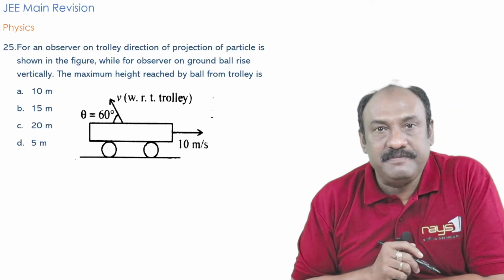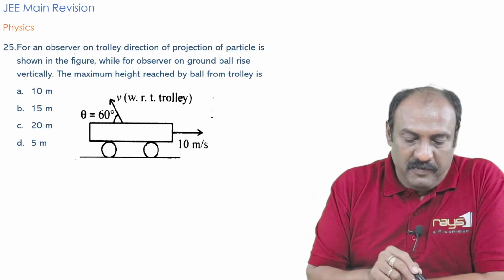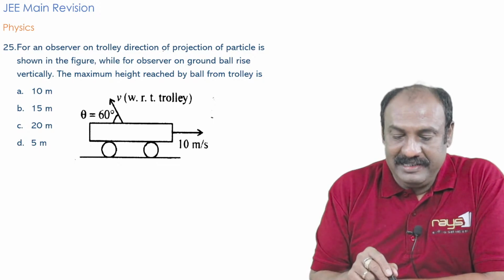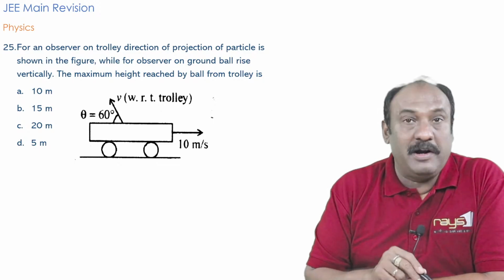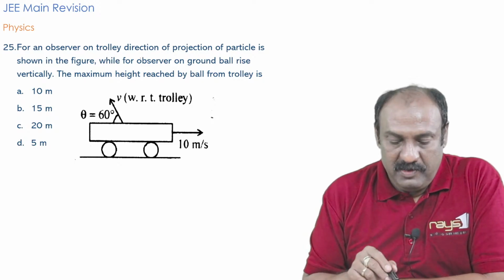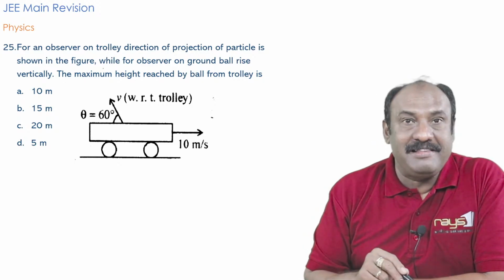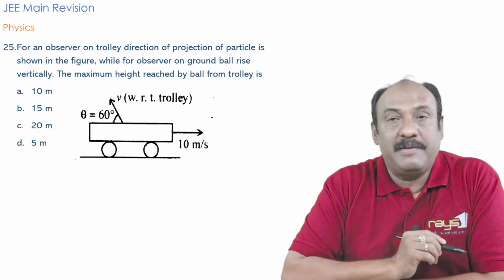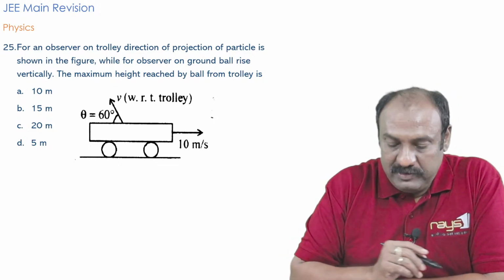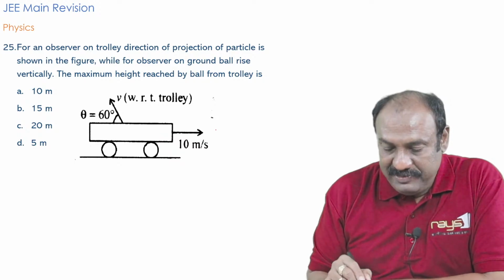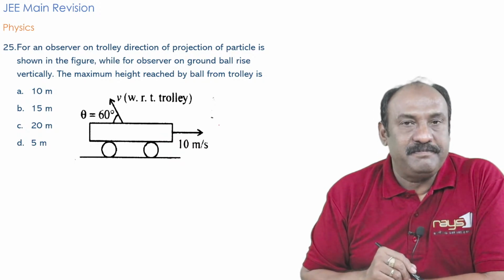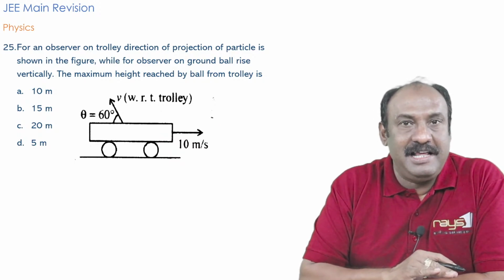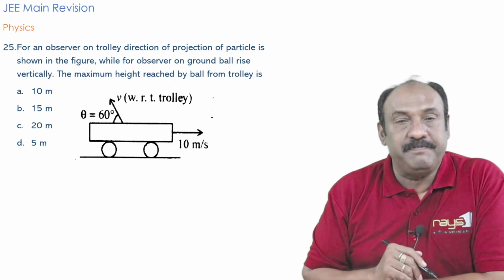Next question. For an observer on the trolley, the direction of the projection of the particle is shown in the figure, while for an observer on the ground, the ball rises vertically. The maximum height reached by the ball from the trolley is? So the trolley is moving horizontally with velocity 10 meter per second.